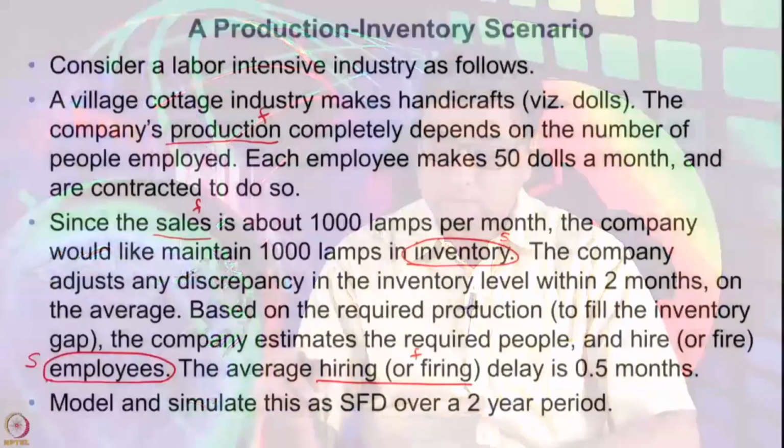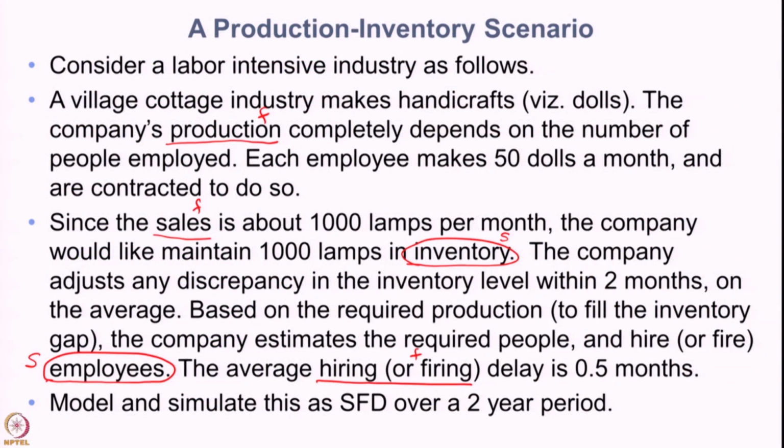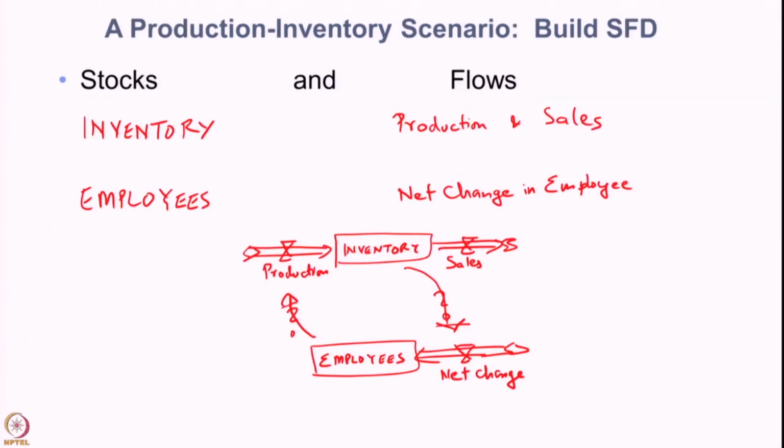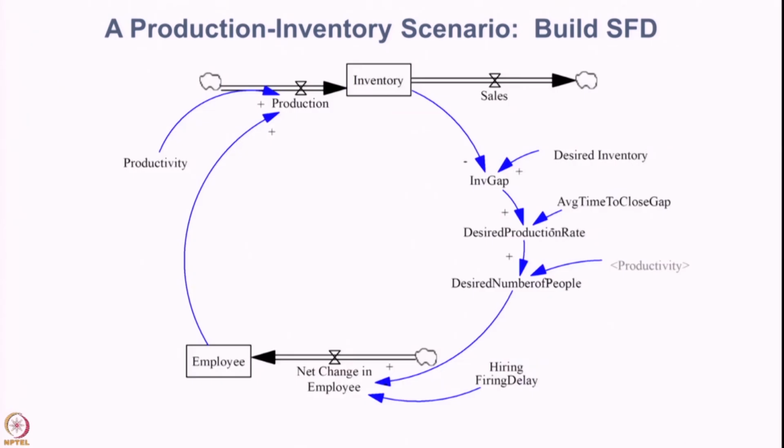So, based on the inventory discrepancy, we can compute the required production rate, and based on that we can estimate the required number of people, which will then result in hiring or firing, which will affect the net change in employees, which will affect the employee stock. Now, if we model what I just described in a stock flow diagram, this is what you will see. We have already seen the inventory, production and sales, as well as employees and net change in employees as the stocks and flows. Let us see what is connecting them.